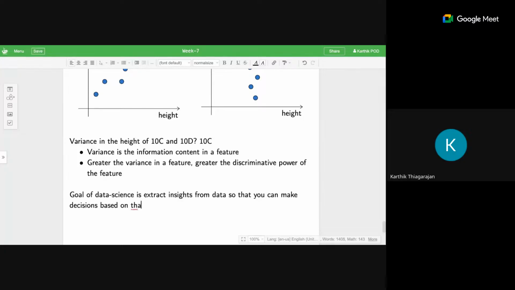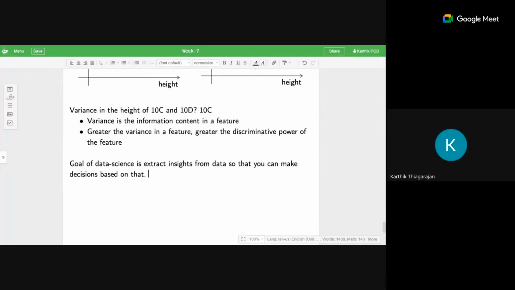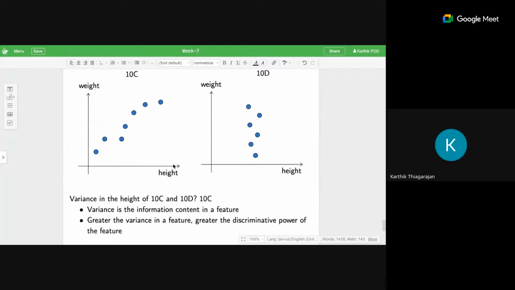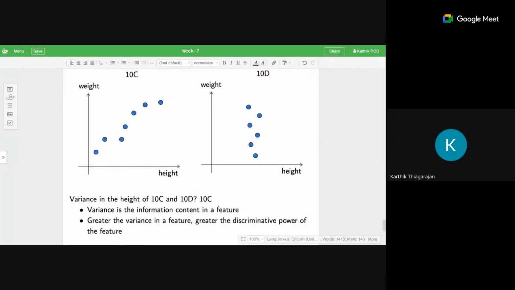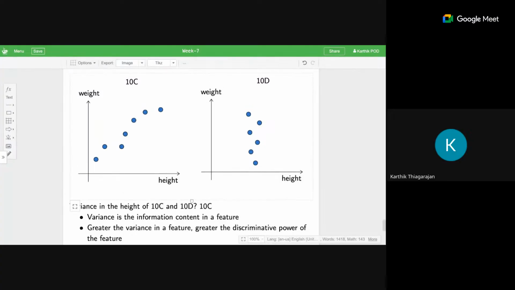In fact, there is a very nice way to put it. Data science is the process of converting data to decisions. Okay. So for example, here, this is not a decision making problem, but it could very well turn into a decision making problem. If you are measuring the height and weight and you want to take some decision based on this, the decision will depend on some insight that you gather from the data.